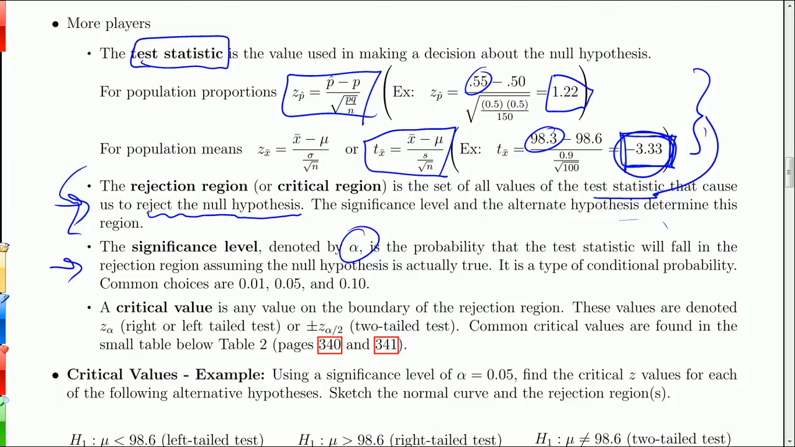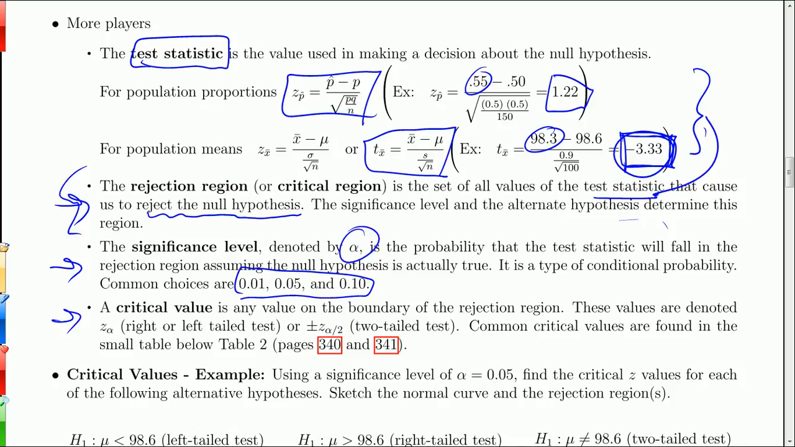This is a type of conditional probability. It is the probability that we end up rejecting the null hypothesis when in fact it is true. So it's an error. It's the probability of an error. And the common choices are 0.01, 0.05, and 0.10.